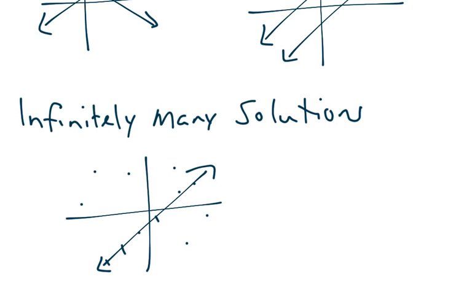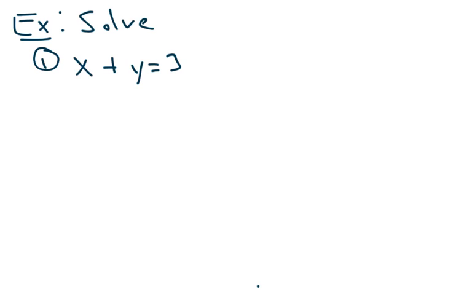Okay, so what does this look like? Well, let's do some examples here. Let's solve. Number 1, your first system, x plus y equals 3, and 2x plus 2y equals 6. Problem doesn't say which method we need to use, so we can choose whatever method we want. I like the elimination method the best, so I'm going to use elimination. If you want to use substitution, go right ahead. That is perfectly okay.